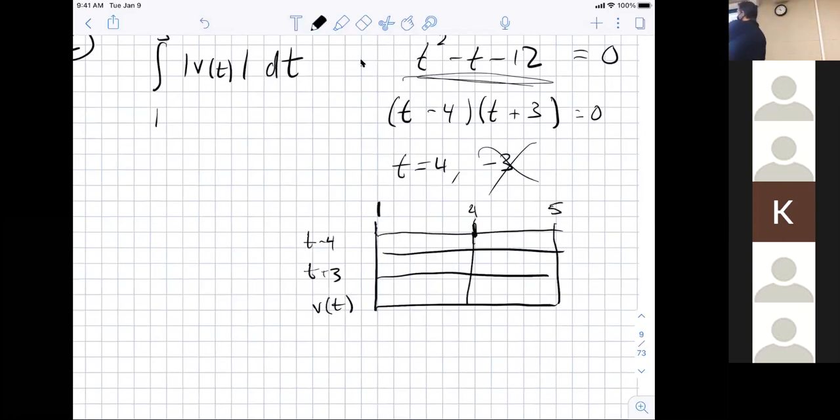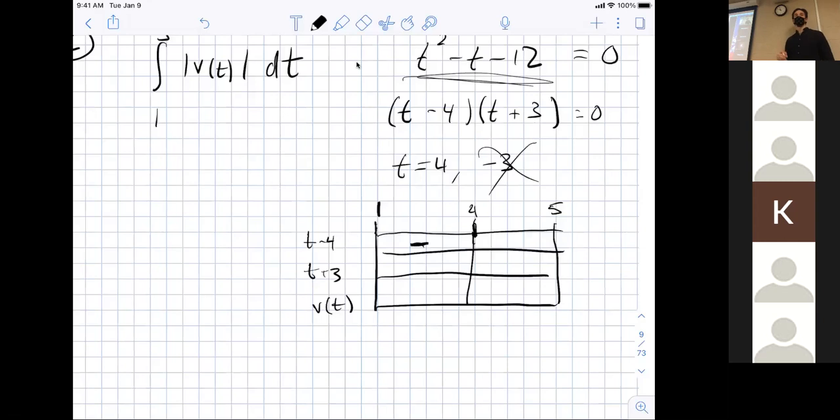How could you check? Yeah, I need a test point. What test point do I want to use between t equals 1 and t equals 4? 2. 2 is a perfectly fine answer. So 2 minus 4, that's -2, right? So between t equals 1 and t equals 4, t minus 4 is negative.